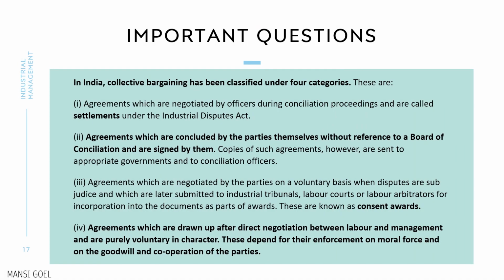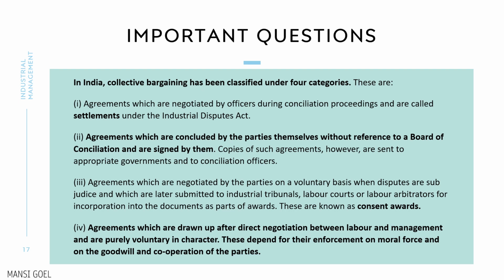In India, collective bargaining has been classified under 4 categories. These are: 1. Agreements which are negotiated by officers during conciliation proceedings and are called settlements under the Industrial Disputes Act. 2. Agreements which are concluded by the parties themselves without reference to a board of conciliation and are signed by them. Copies of such agreements, however, are sent to appropriate governments and to conciliation officers.